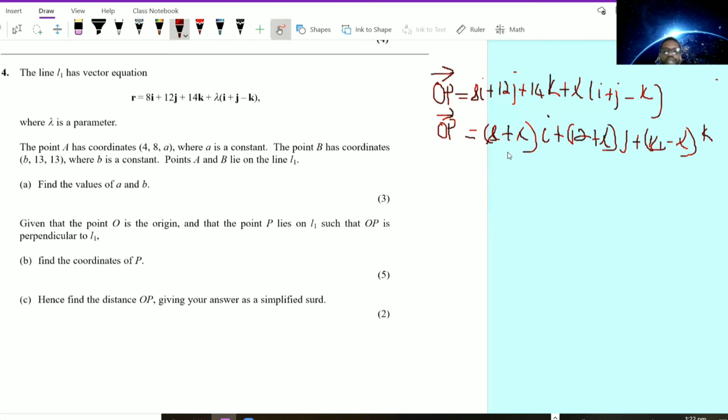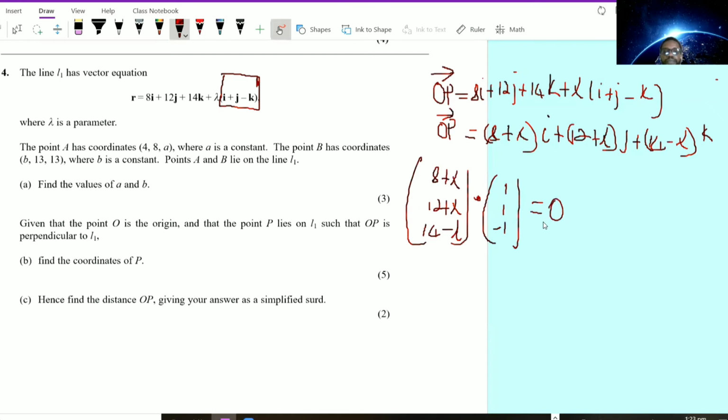Now, what do we know? We know that this vector is perpendicular to the line. Any vector that is perpendicular to a line is perpendicular to the direction vector of the line, and the direction vector of the line is i plus j minus k. When two vectors are perpendicular, the dot product is equal to 0. So let me put this in column form: 8 plus lambda, 12 plus lambda, 14 minus lambda, all dotted with the direction vector of the line, which is 1, 1, minus 1, is equal to 0.